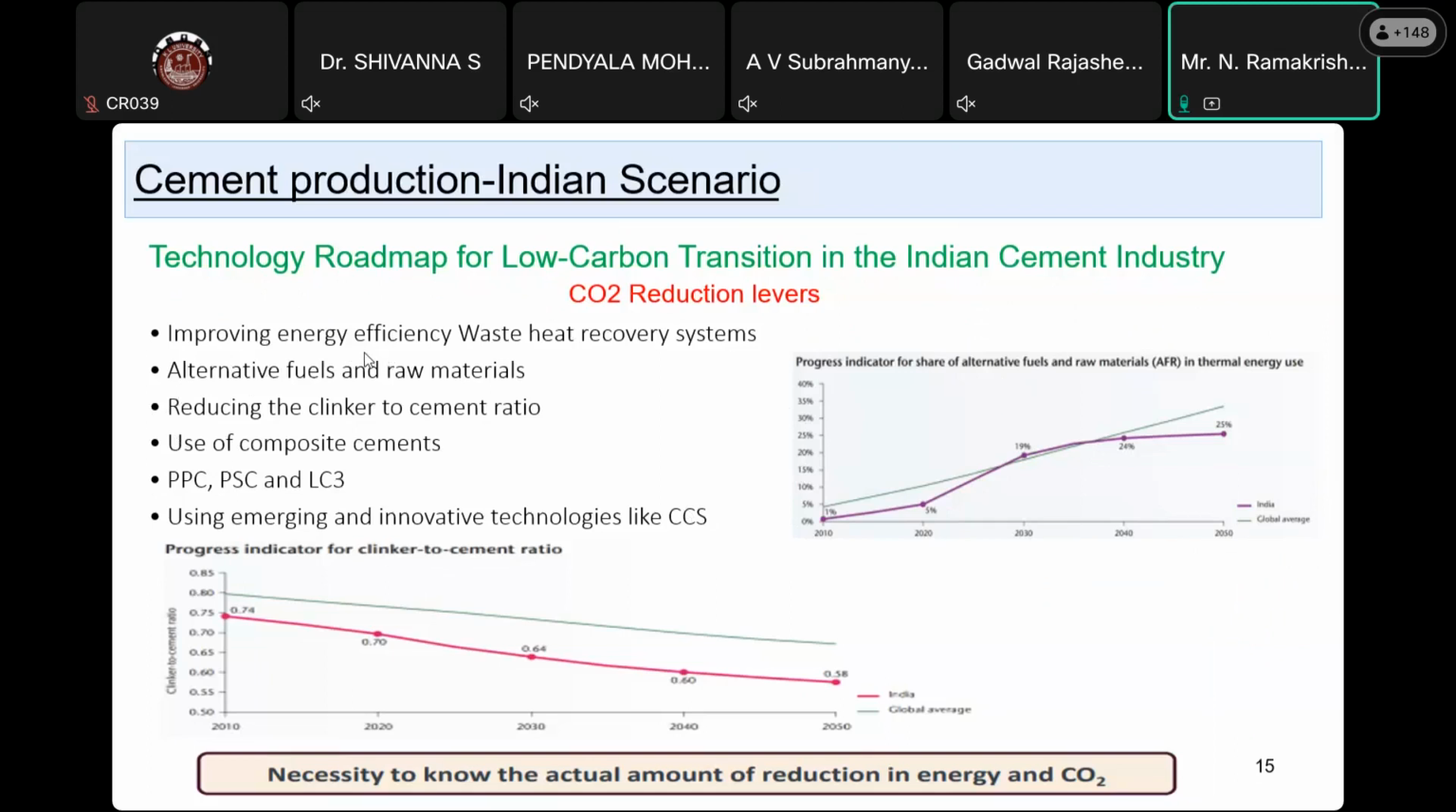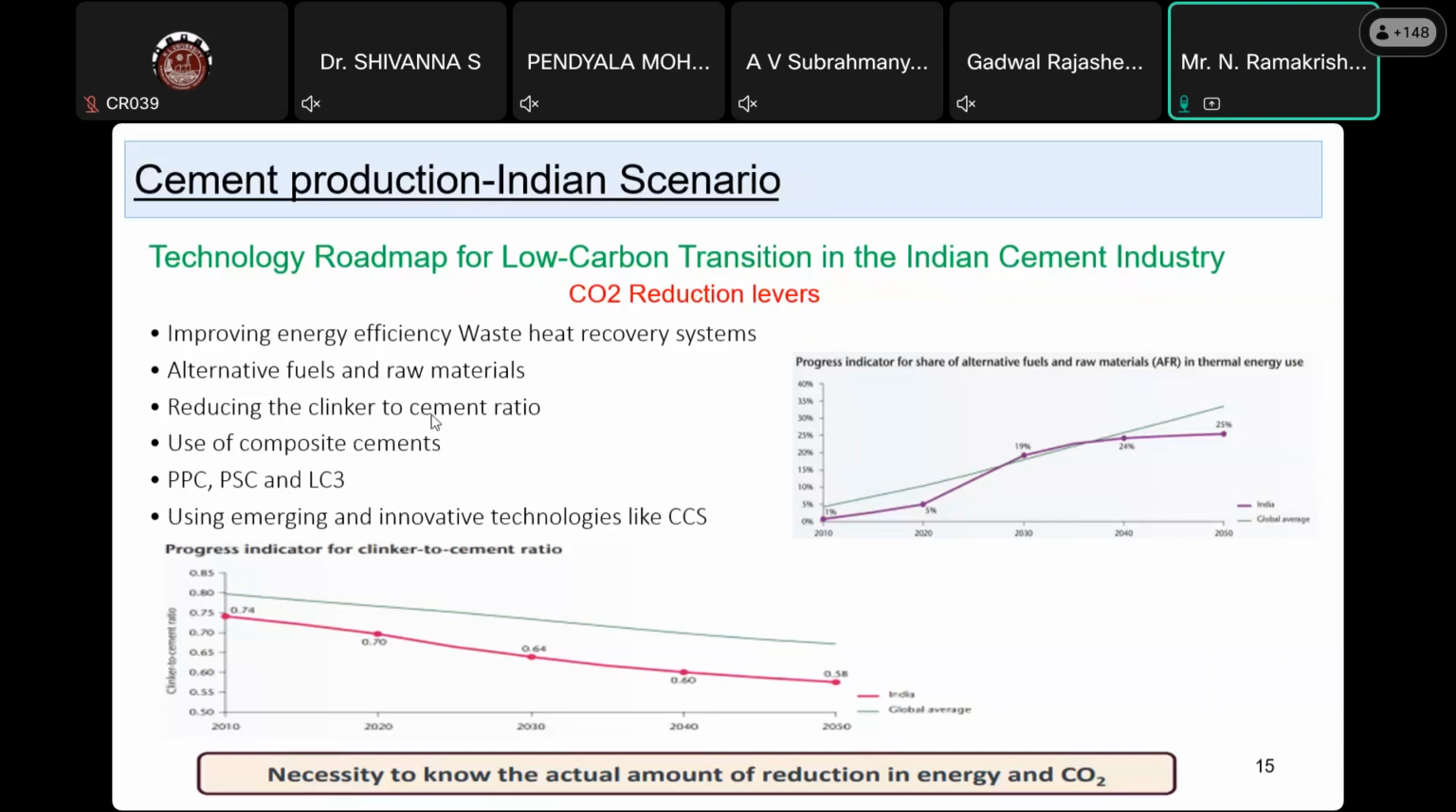Then energy efficiency and waste heat recovery systems. One of those is CCS, which I am talking about, carbon capture storage. This is the innovative technology nowadays. They are using carbon capture storage. So: improving energy efficiency, waste heat recovery systems, using alternate fuels and alternate raw materials. That is the one point which you have to stress more, using alternate raw materials, right? Instead of cement, what is the alternative material you are going to use? Instead of fine aggregate, what is the alternative material you are going to use? And instead of coarse aggregate, what is the raw material you are going to use? All this plays a more vital role.